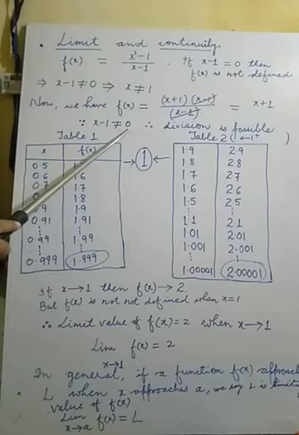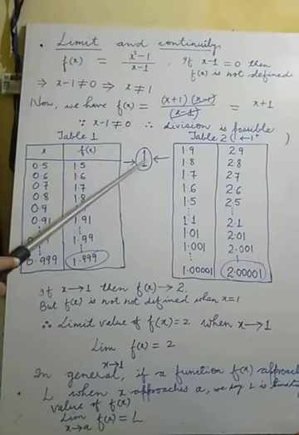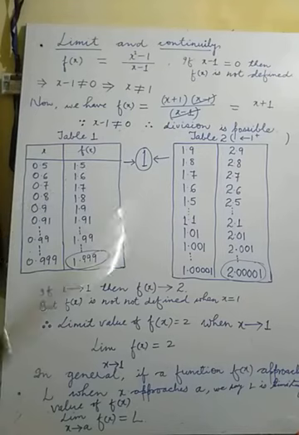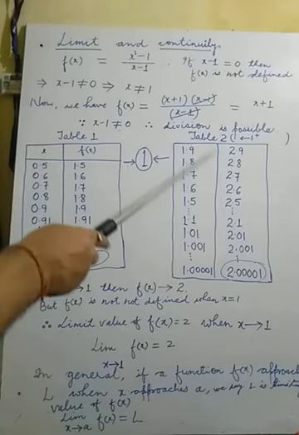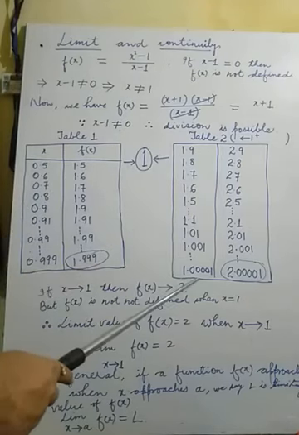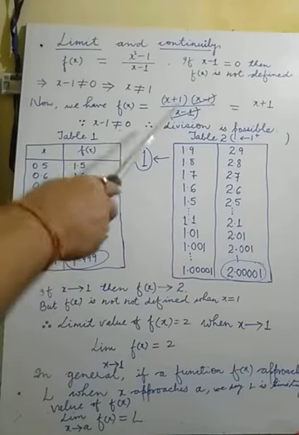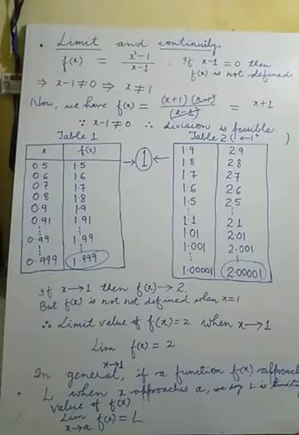The condition means that 1 will not be taken. The value of x will not be taken as 1. It means values near 1 will be taken, either less than 1 or greater than 1. So this table is for greater than 1, and this table is meant for less than 1. So these are the values of the left hand side and these are the values of the right hand side.